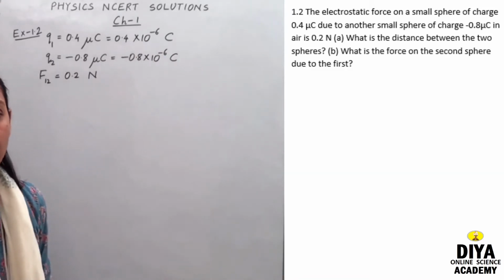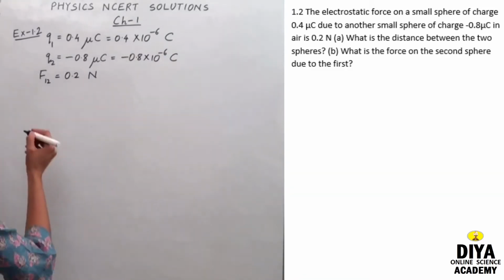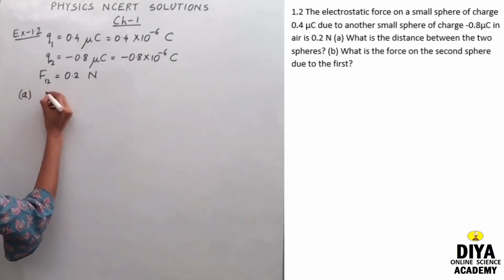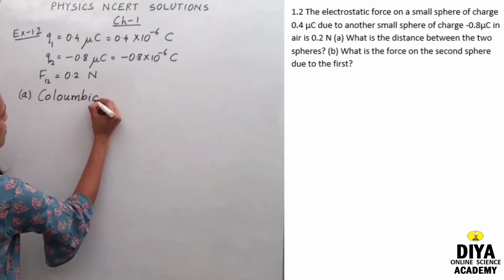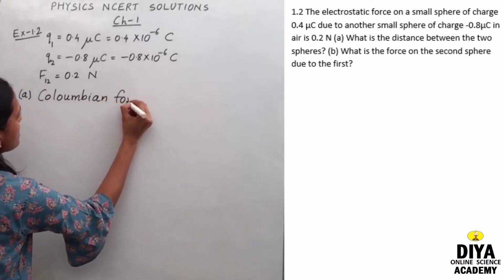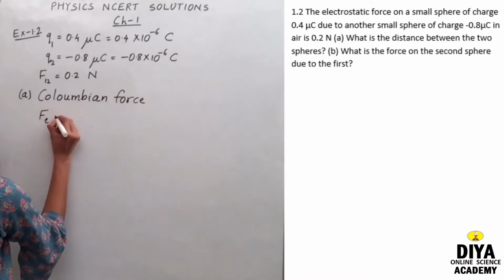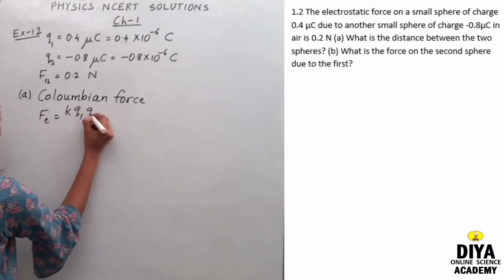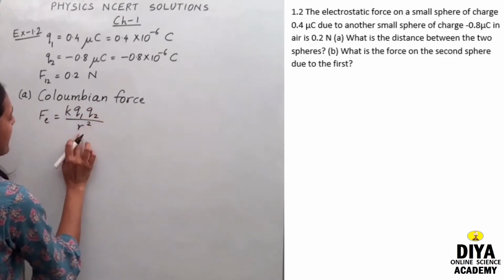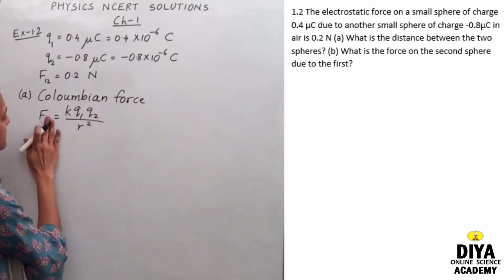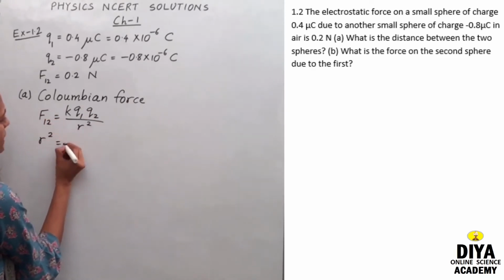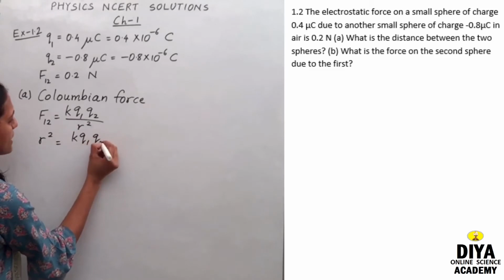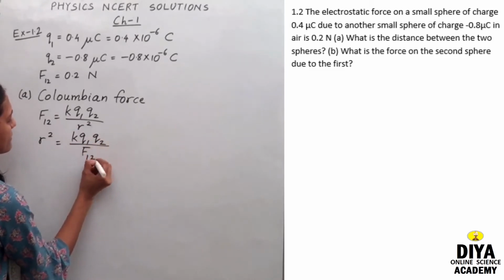So let us find out the first one, A, what is the distance between them. Here also we will be using the Coulombian law. So Coulombian force Fe equals K Q1 Q2 by R square, and here Fe has been given, F12, and we have to find out the R. So R square equals K Q1 Q2 by F12.